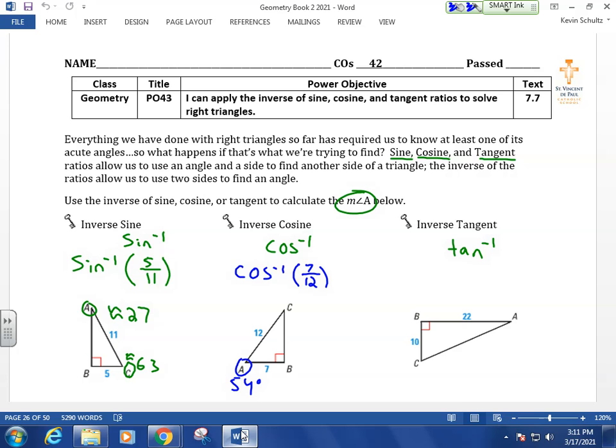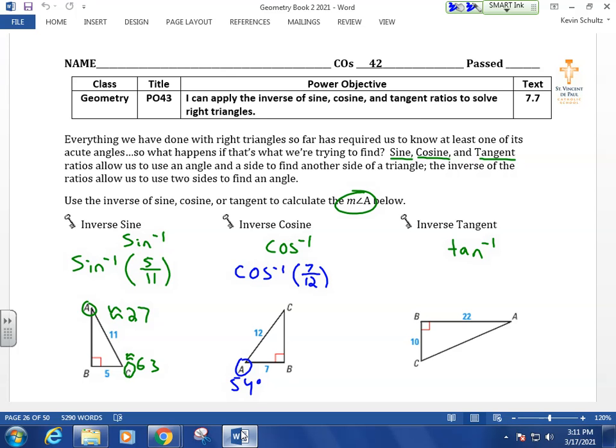If you're not getting 54, check to make sure that you're using the inverse of cosine and not just cosine. Make sure that you have your fraction in the correct order, adjacent over hypotenuse, 7 over 12. And then check to make sure that your calculator is in degree mode. If you're not getting 54, it's very likely one of those three issues.